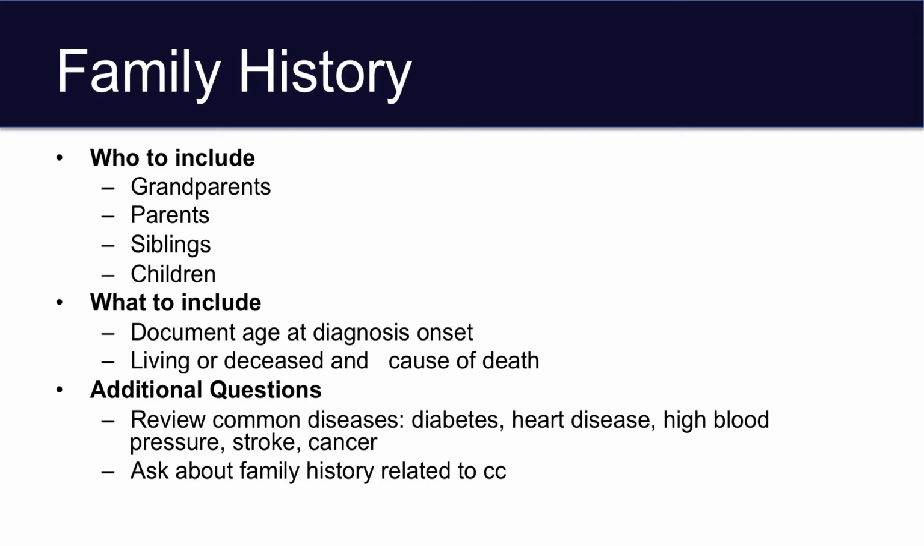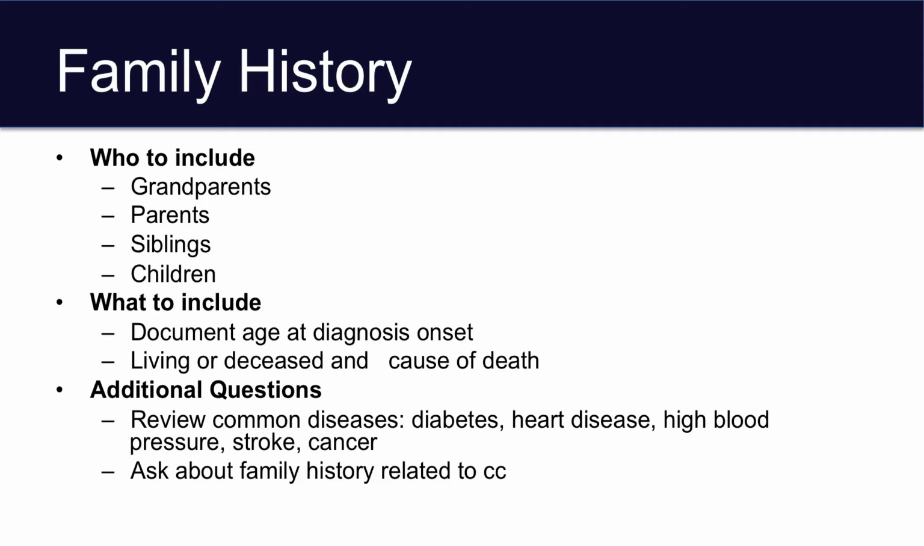When obtaining a family history, you want to include 3 generations. That includes grandparents, both maternal and paternal, parents, siblings, and any children the patient might have. What to include? You want to document the age of onset of a diagnosis. You want to document whether the family member is living or deceased, and you want to know the cause of death for that family member and the age at which they died.